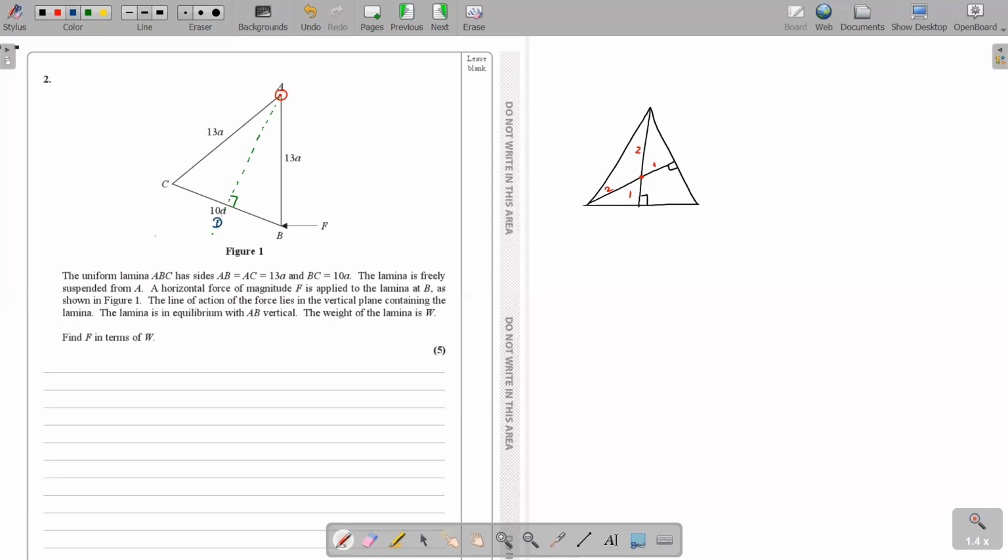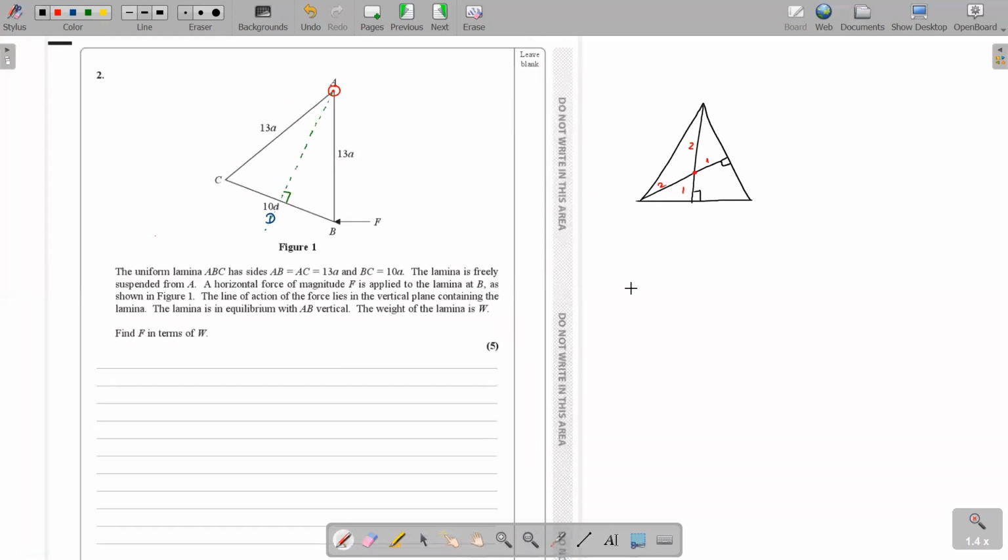Can I have the AD distance first of all? What would be the AD distance? We'll use Pythagoras theorem. It's a right angle triangle here. This is 13A. This should be 5A, right? So AD would be the square root of 13A squared minus 5A squared. Do you agree with me? So 169A squared minus 25A squared, 169 minus 25 is 144A squared. Taking it out of the root, I get 12A. So AD length is 12A.